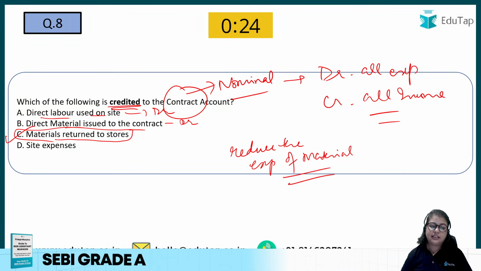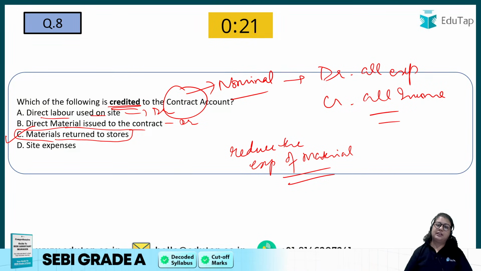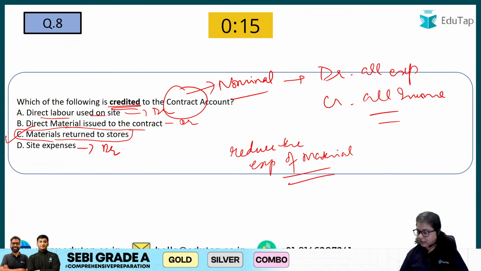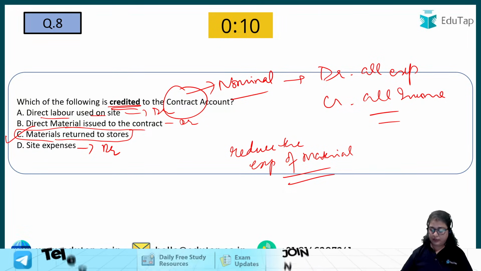Then the option D, site expenses, this is also an expense, so we can say this is also debited. So option number C is the correct one. Very good. Everybody is giving the right answer.